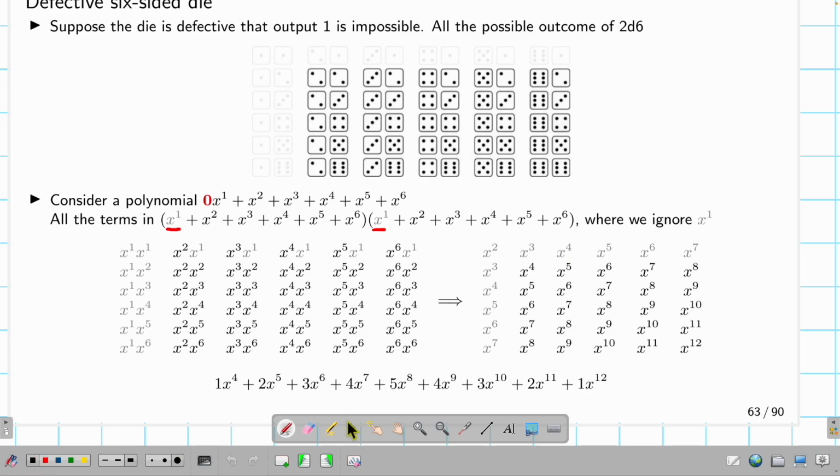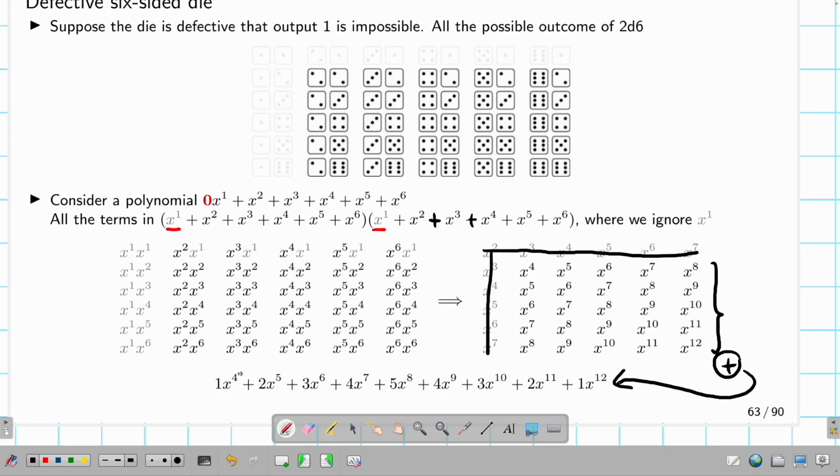If I want to go to extreme, I can just cross it out because these are not going to happen. So I get this table. And don't forget, these are plus. So I will get a plus, and then that gives me this polynomial.